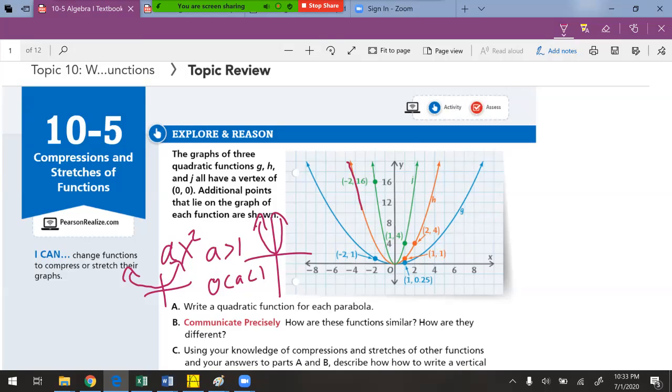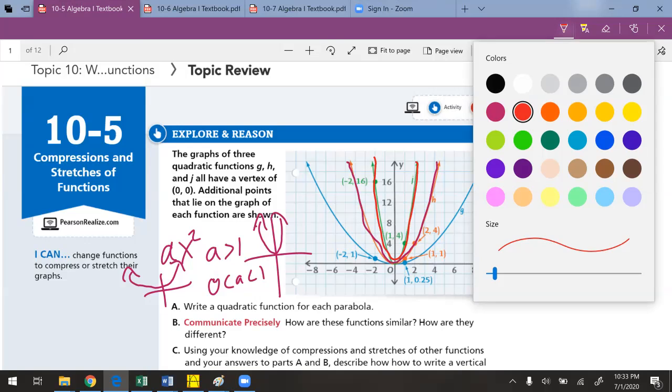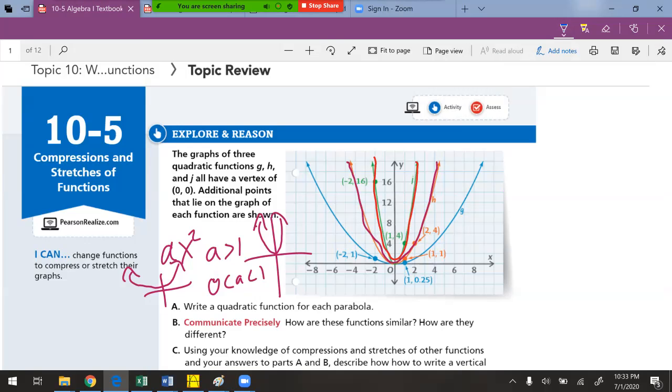This graph right here is the original function. This graph right here, notice how it's a squeeze. So that means a is bigger than 1. This blue one right here, I'll use the blue one as a matter of fact, is a stretch. So the a next to the function is between 0 and 1.